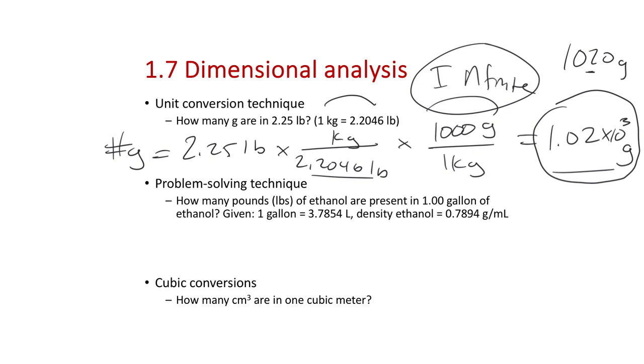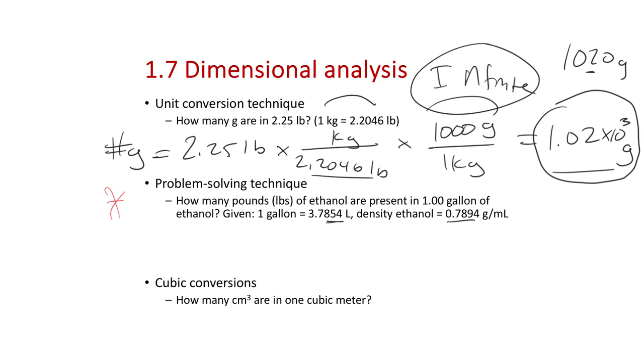So the next question was asking how many pounds of ethanol are present in 1.00 gallons of ethanol. We are given the conversion between a gallon and a liter. This is actually a rounded value, but that's enough decimal places for the problem we need to do. And the density of ethanol is the one experimental value that isn't all that precisely known, but it's known to about 4 decimal places here.